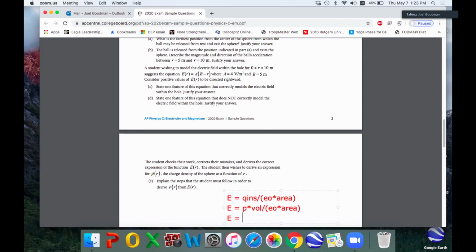Take the integral. Right. So you're going to have to take the integral of rho as a function of R times the volume, also as a function of R, over epsilon naught times the area. Now, what is the area? That's the area of the Gaussian surface, which for a sphere is 4 pi r squared. Now, does it say that you have to do the math for this? No. I think all they want you to do is set this thing up.